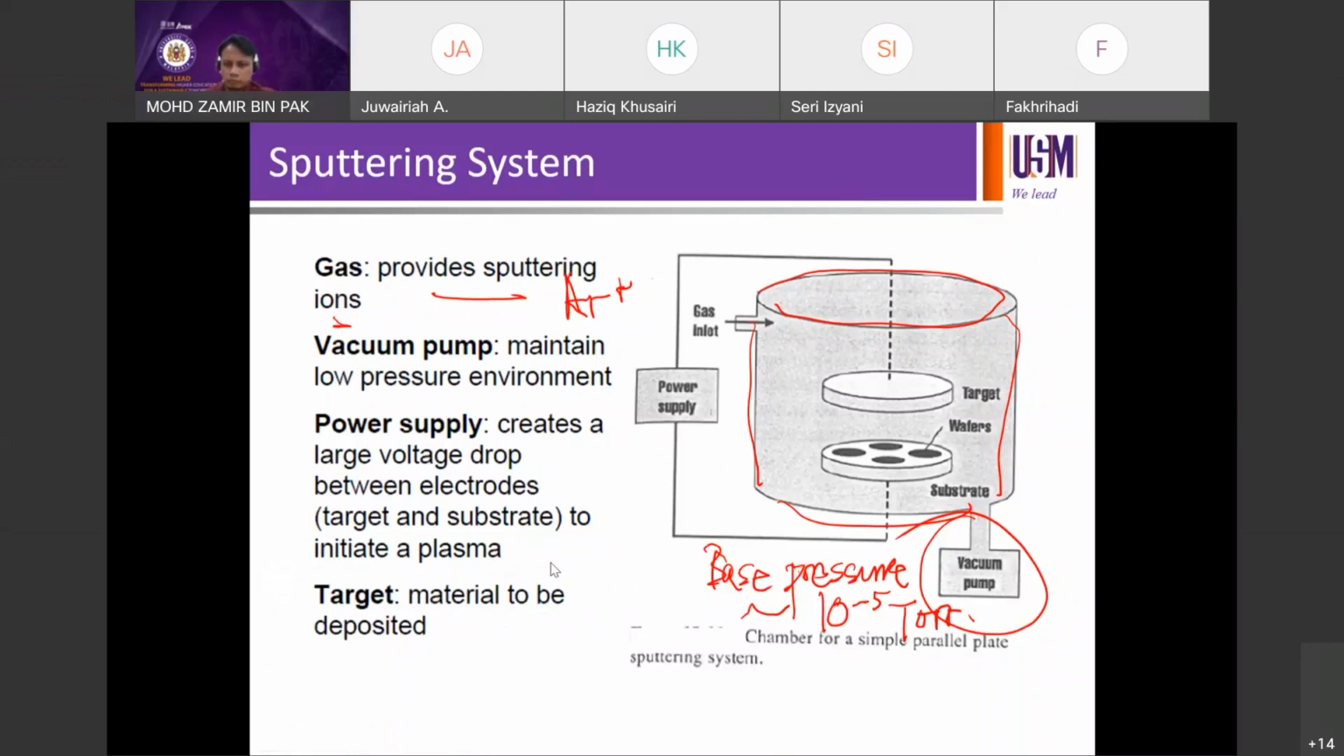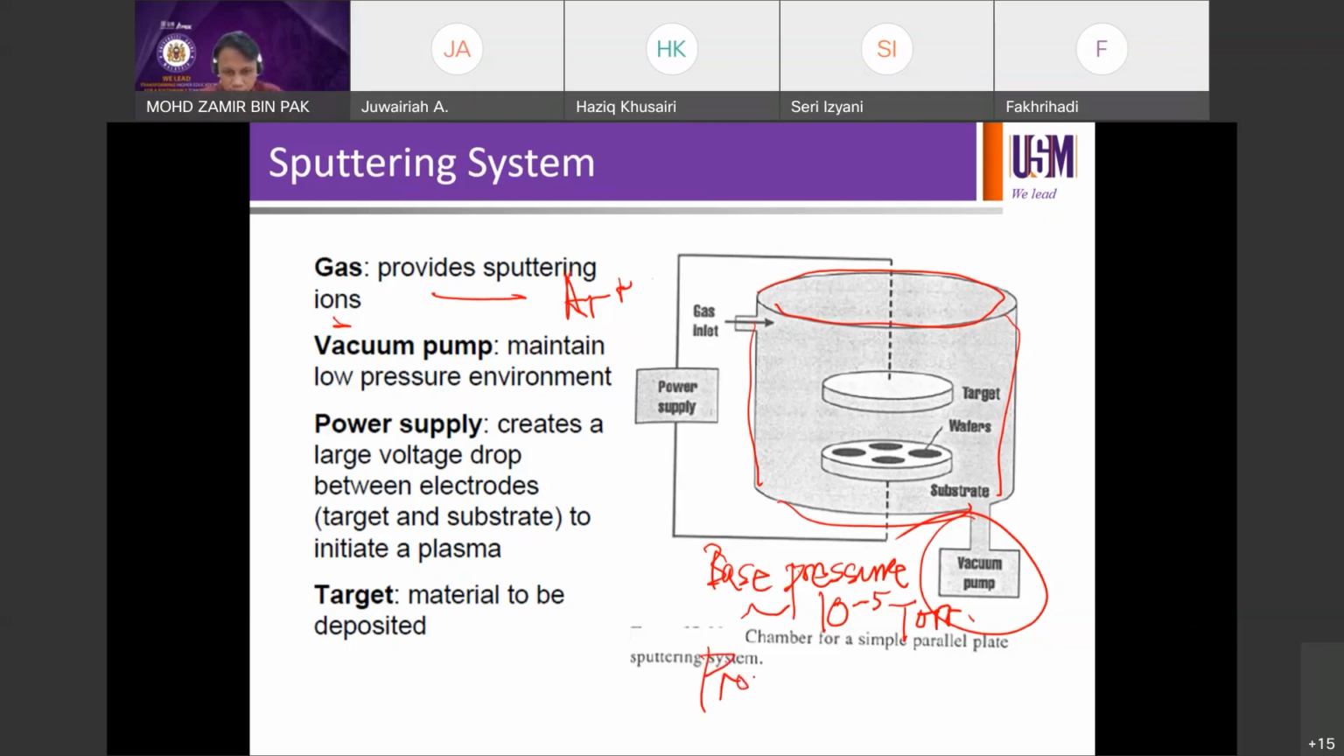Okay. So base pressure 10 to the power minus 5. When you have reached the base pressure of 10 minus 5, then we inject the gas into the chamber. In this case, we use argon, and you create the plasma. The moment you've got the plasma, we call that pressure the process pressure.